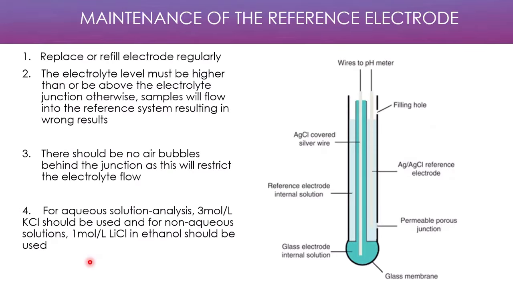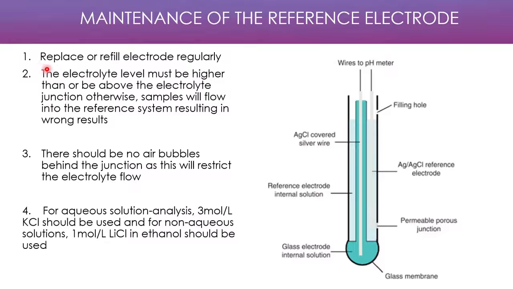Maintenance of the reference electrode. So this is the picture of the reference electrode. This is the filling hole. This is the permeable porous junction or the diaphragm. And this is the silver wire, which is coated with silver chloride, and this is our reference electrode or internal solution, and this can be the 3 molar potassium chloride of pH 7.0.